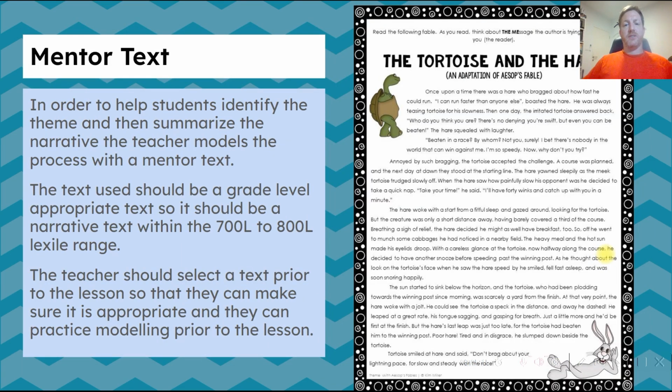So to start off, to get the students comfortable with this, once they've gained the prior skills of being able to identify the main events of the story and identify the character traits, they're now ready to start looking at the theme. Okay, and the first part we do here is we find a text that is appropriate to grade level, so between 700 and 800 Lexile level, and we model for the students how to do this.